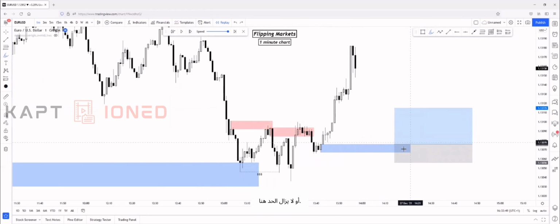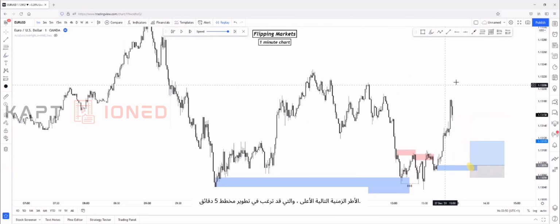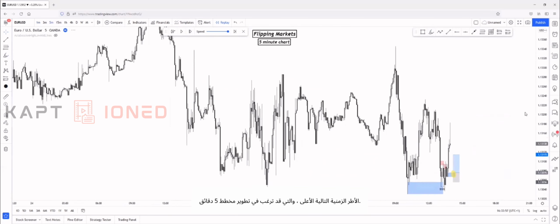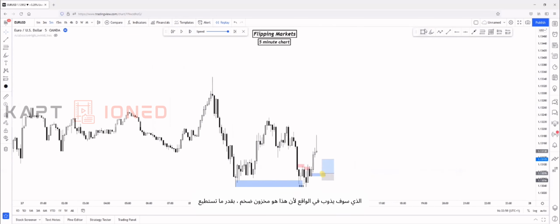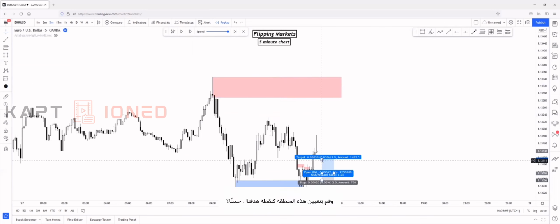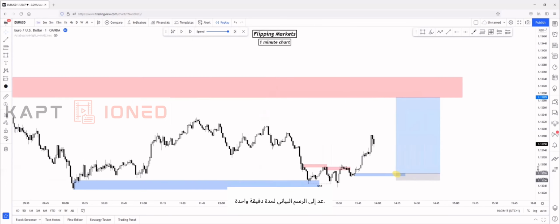Okay, our limit is still here. We can actually target the next higher time frame zone, which could be, let's switch to the 5-minute chart, actually this zone, because this zone is a huge supply zone, as you can see. So I will just mark this supply zone out and set this zone as our target point. Okay. Switch back to the 1-minute chart.